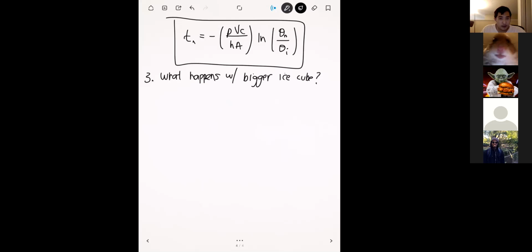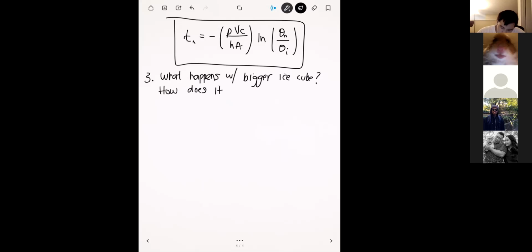Okay. And to be more specific here, I want to ask, how does this affect the time evolution of temperature for the ice cube? Quick question, Professor. That A in the equation, is that surface or cross-sectional area? It's surface area. So it's the total surface area of the object. Oh, that's right. Okay.